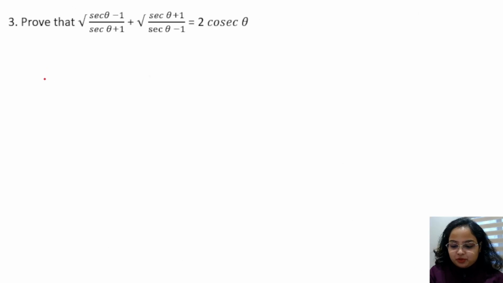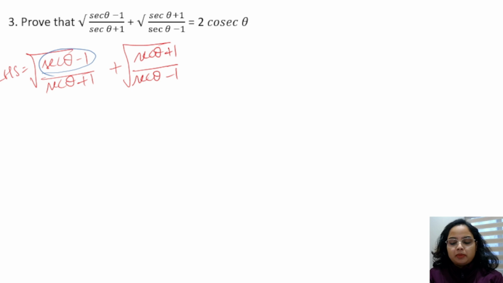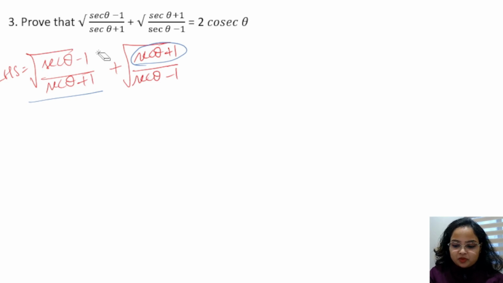Next one, we have to prove that square root of secant theta minus 1 divided by secant theta plus 1 plus square root of secant theta plus 1 divided by secant theta minus 1 is equal to 2 cosecant theta. So here we will take the LHS. We have to simplify this one. In the numerator, we have secant theta minus 1 and secant theta plus 1. So in the first term, we will multiply and divide with the numerator term.